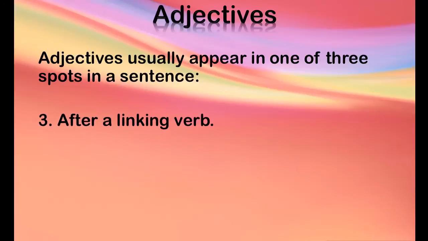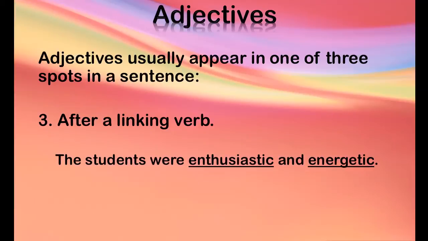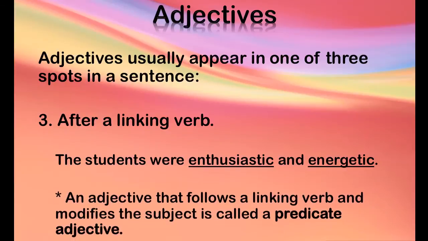Finally, we will often find adjectives after a linking verb. The students were enthusiastic and energetic. The linking verb were connects enthusiastic and energetic to the subject of the sentence, students. As a side note, an adjective that follows a linking verb and modifies the subject is called a predicate adjective. In this sentence, enthusiastic and energetic are predicate adjectives because they describe the subject and are linked by the linking verb were.